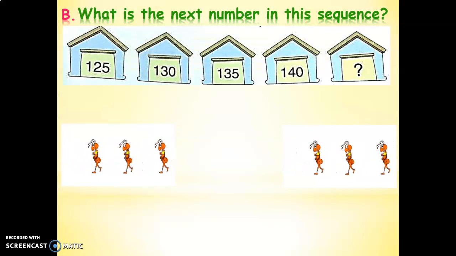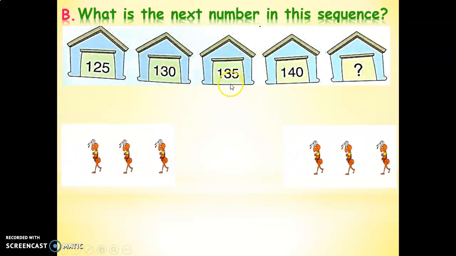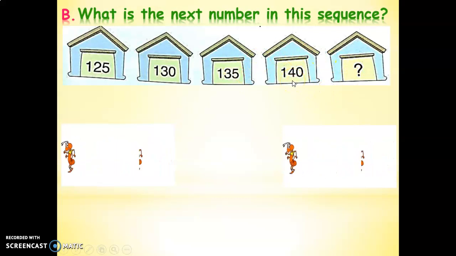From here you can see the number starting with 125. The next one is 130. This is followed by 135. The next one is 140. Now we have to find out the last number.